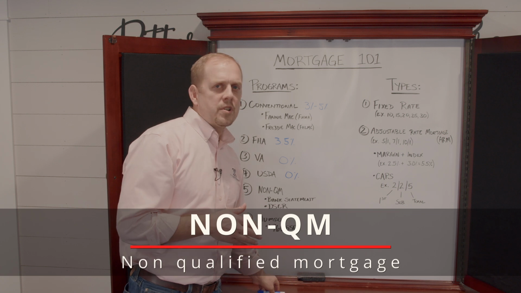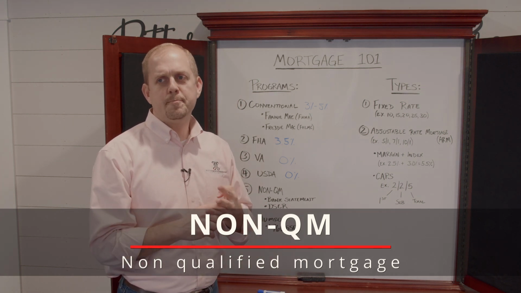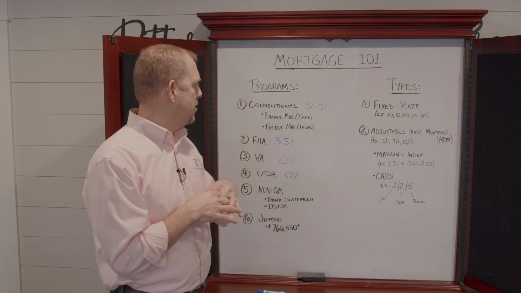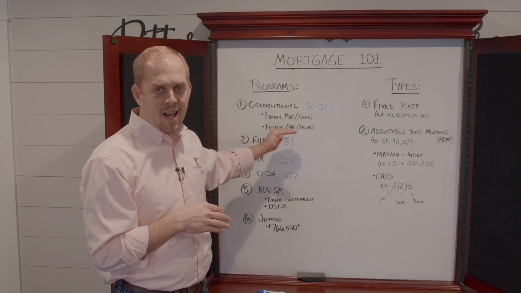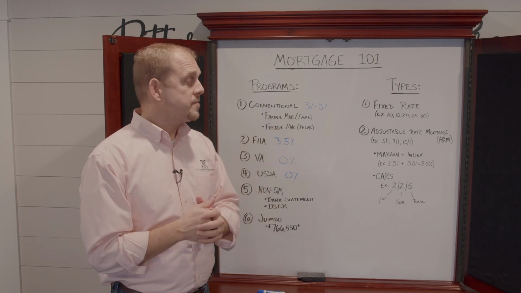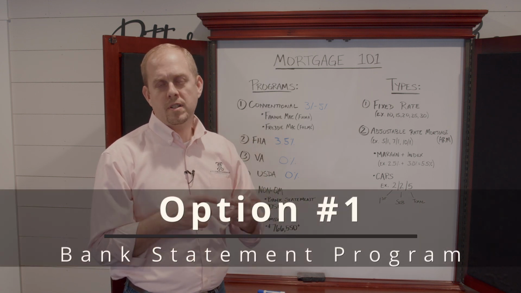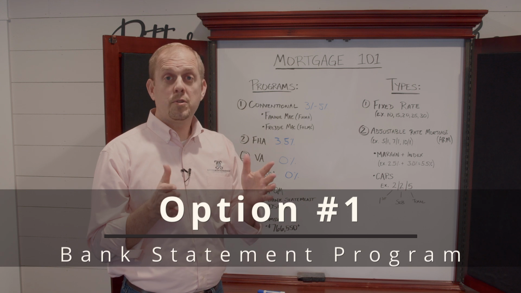Non-QM stands for non-qualified mortgages. The way that it works is you have large hedge funds, banks, and portfolio lenders who have their own money, and they're not going to lend the money based on Fannie Mae and Freddie Mac rules. They're going to come up with their own rules, and they're going to lend that money out. Under this category, you have two popular options. One is called a bank statement program, and this is really for folks who are self-employed.